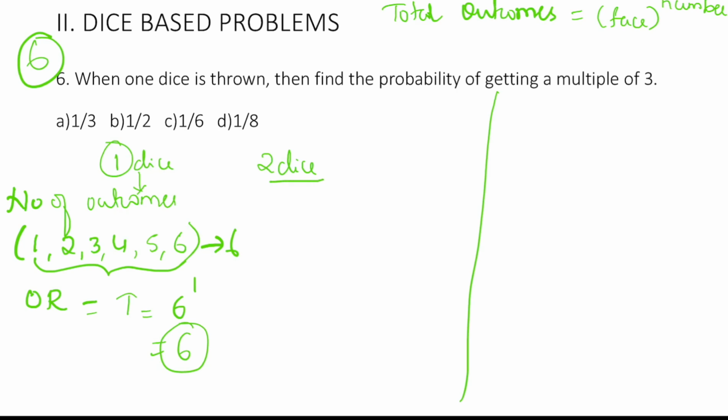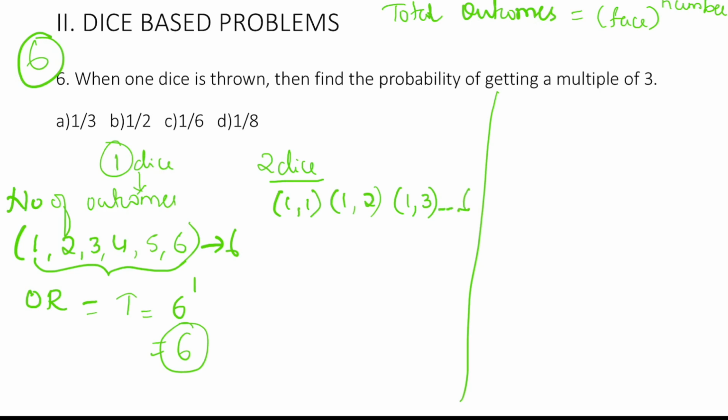Now similarly, when two dice are thrown simultaneously, okay, what are the outcomes we can get? We can get 1, 1 on both the dice, or we can get 1 on one dice, 2 on another dice, and we can get 1 on one dice, 3 on another dice.